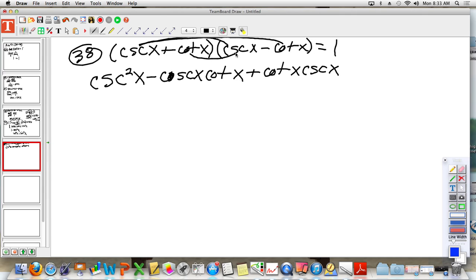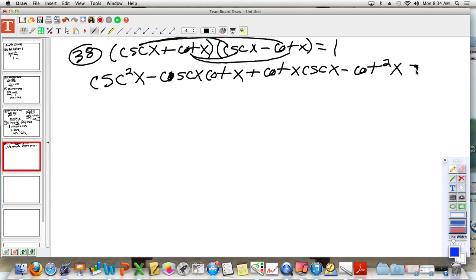And then we're going to multiply cotangent. We did this one times this one. Now we do cotangent times negative cotangent. What is cotangent times cotangent? Cotangent squared of x. We have minus cotangent squared of x. All right, what can I do? Is there anything that cancels out?